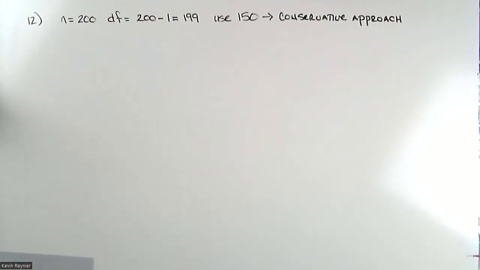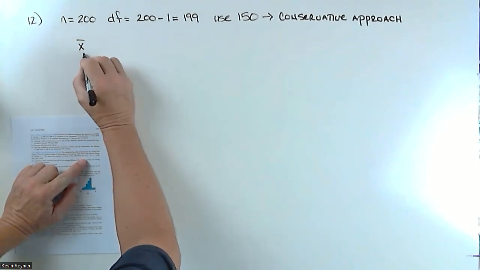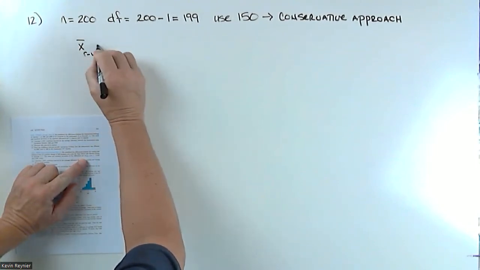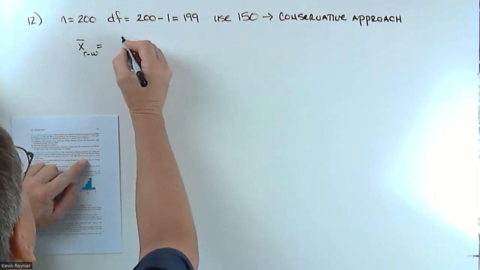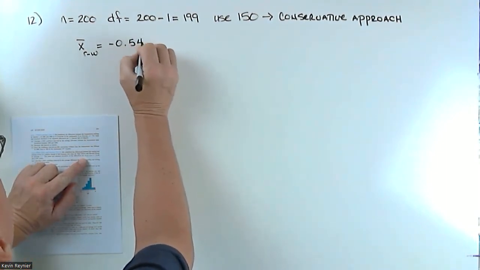It says we consider the difference between the reading and writing scores. So we have X bar, and this is the reading minus the writing score. And that turned out to be negative 0.545.